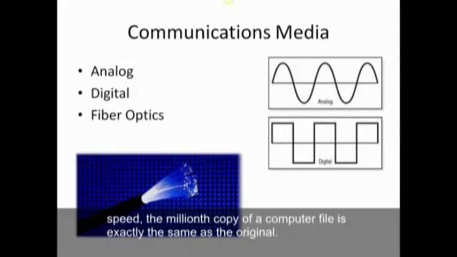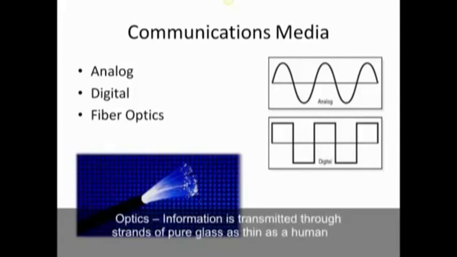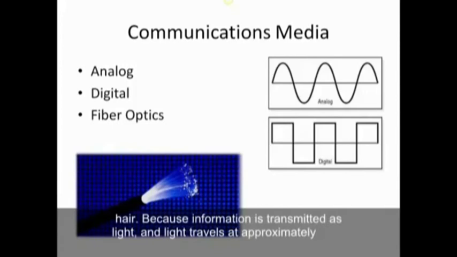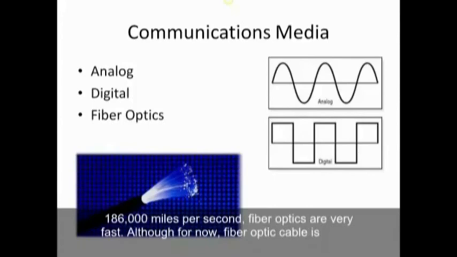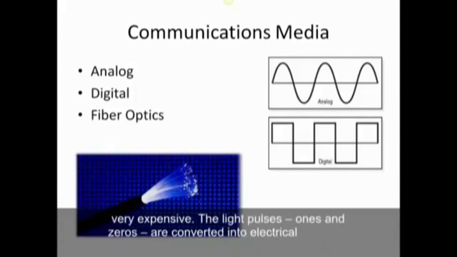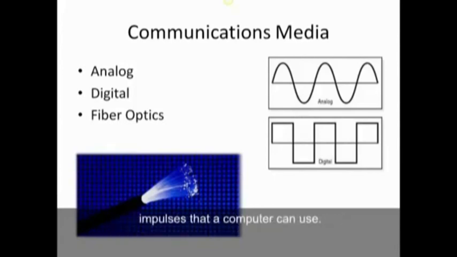Fiber optics are growing in popularity, although they're still rather expensive. With fiber optics, information is transmitted through strands of pure glass as thin as a human hair. Because information is transmitted as light, and light travels approximately 186,000 miles per second, fiber optics are very fast. A light pulse is pushed down very quickly, a pulse on is a one, off is a zero, and that light is converted into electrical impulses that a computer can use.